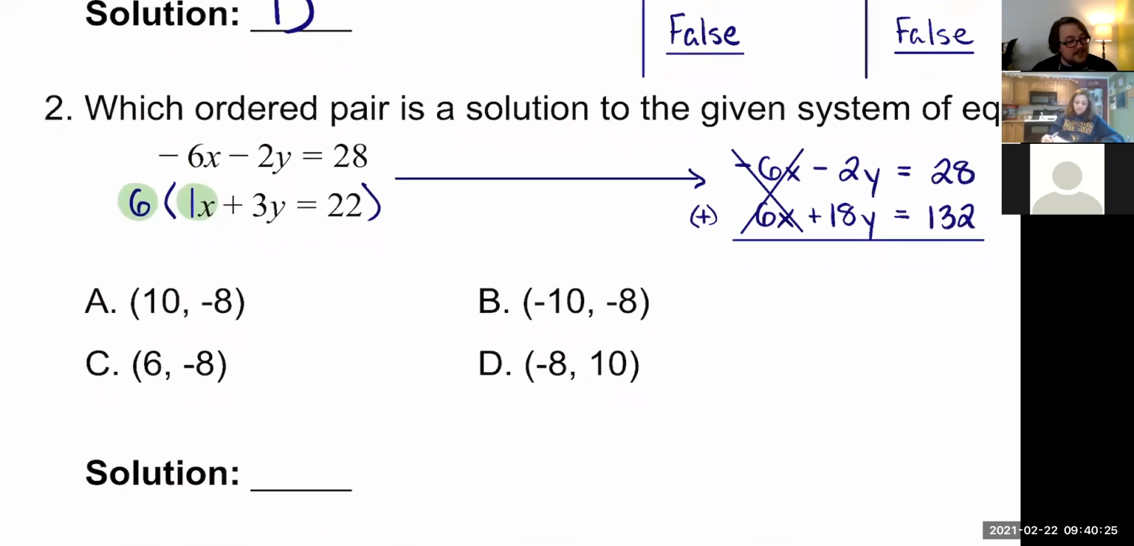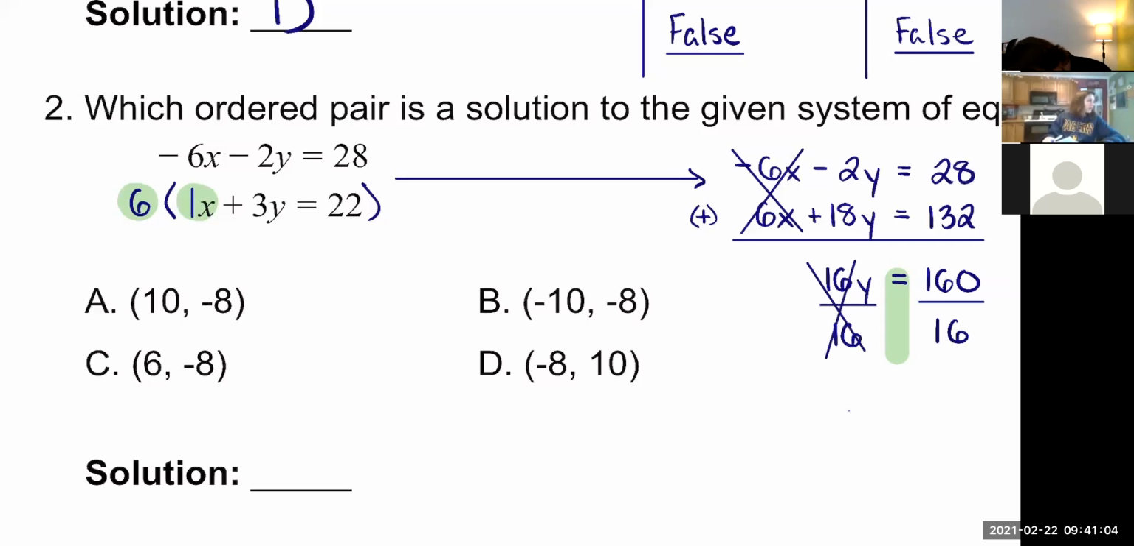So when you add this negative 6x with the positive 6x, technically it becomes 0x, but 0 anything just disappears. Negative 2y plus 18y is going to give me positive 16y. And 28 plus 132, I believe, will give me 160. And then the bottom goes by 16. So what we're left with is a one-step equation. And to get y by itself, all we have to do is divide by that 16. And we end up getting that y equals 10.